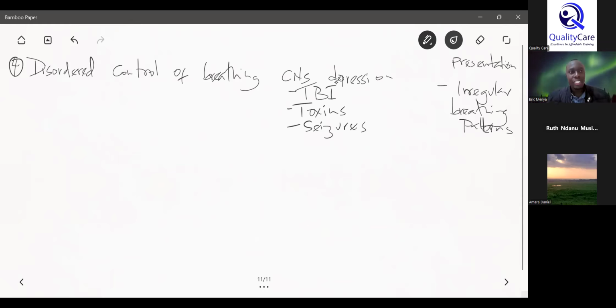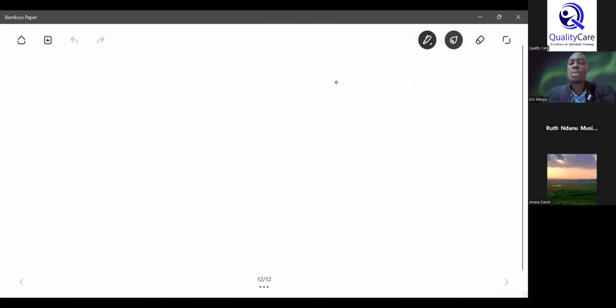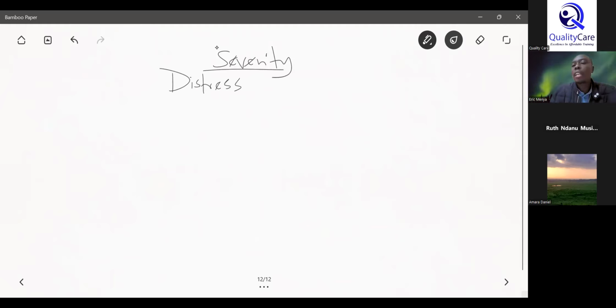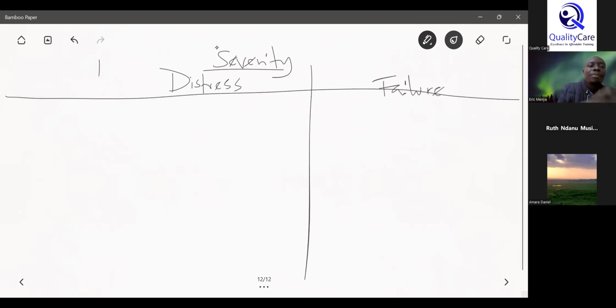Now, more urgent, before you find out what exactly is causing the problem, you always want to stage. You want to stage the severity of the respiratory issue. So you always want to find out the severity of the respiratory issue. Am I dealing with respiratory distress, or am I dealing with respiratory failure? So is it distress or failure that I'm dealing with? And this severity can be assessed at the ABCs.